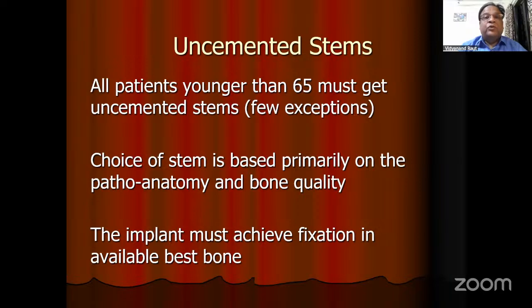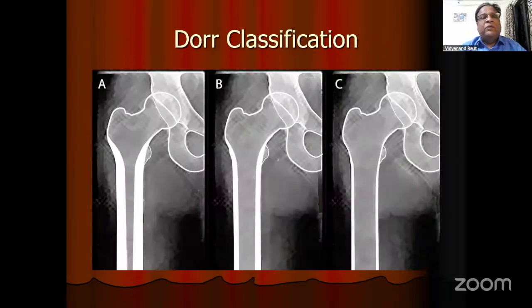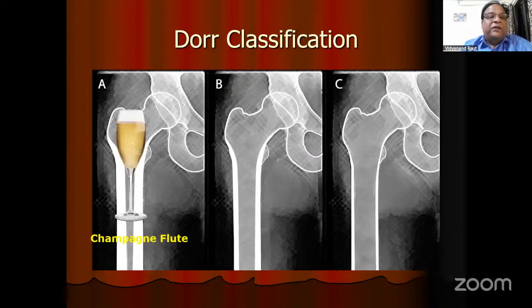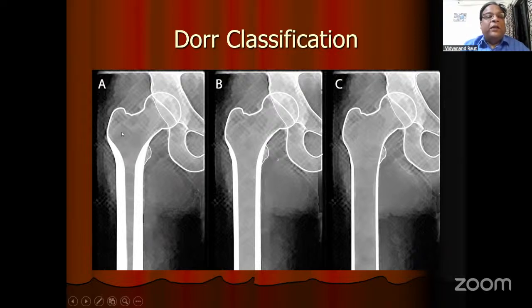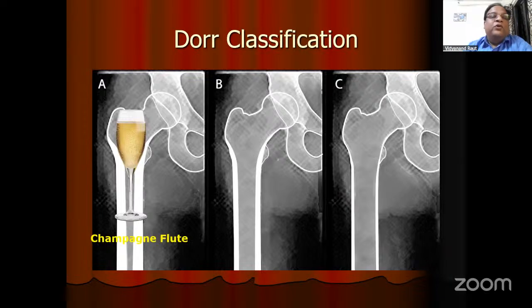Everyone knows the Dorr classification, types A, B, and C. So what is the difference? Type A is shaped like a champagne flute. If you can see, proximally the metaphyseal area is wide and the cortices are thick, so that the medullary canal in the metadiaphyseal area becomes very narrow. And this leads to the classical champagne flute shape.